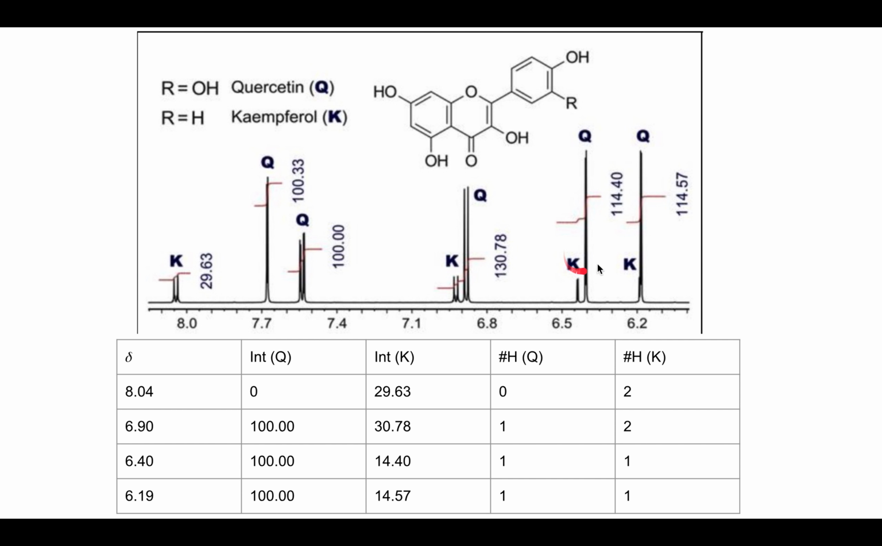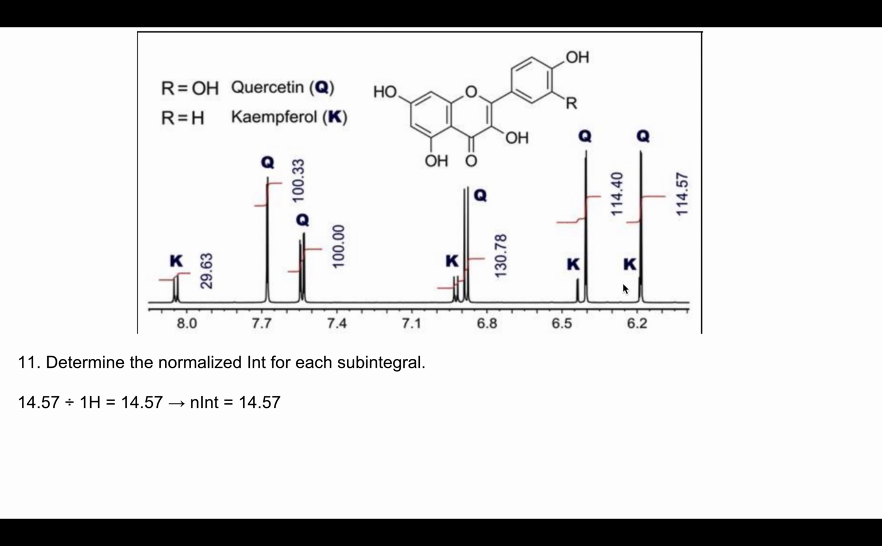At 6.40 ppm, once again, we know that an integral value of 100 is worth 1 proton. However, this signal right here represents 1 proton, so 14.40, that integral value is worth 1 proton. And lastly, at 6.19 ppm, we know that this Q signal has an integral value worth 100, and we know that 1 proton is equal to 100. However, the signal K has an integral value of 14.57, and this signal represents 1 proton from our impurity molecule.